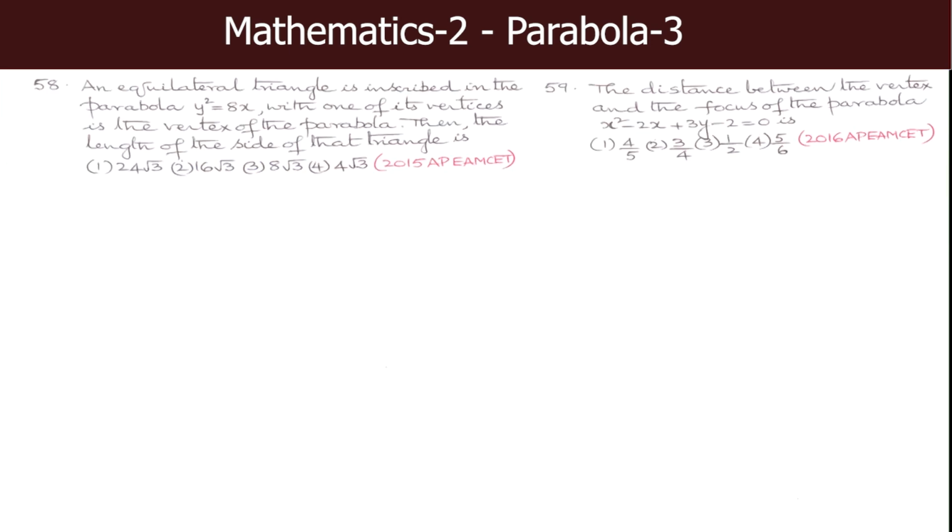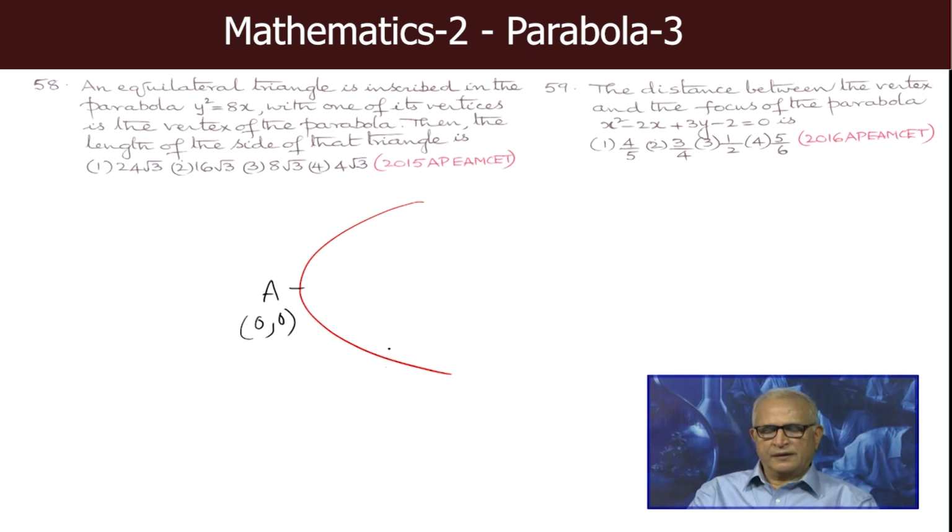58. An equilateral triangle is inscribed in the parabola y² = 8x with one of its vertices at the vertex of the parabola. Because the triangle is equilateral with one vertex at the origin, the perpendicular drawn from A to BC bisects BC, so BC must be the double ordinate of the parabola. This is the axis bisecting BC, this is the perpendicular drawn from A to BC, this is 90 degrees.